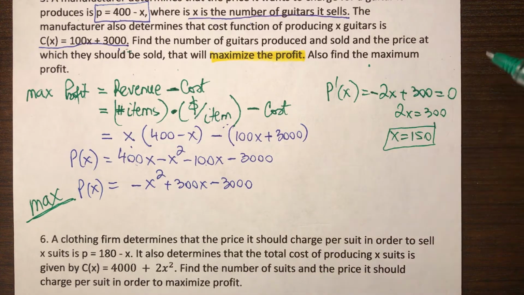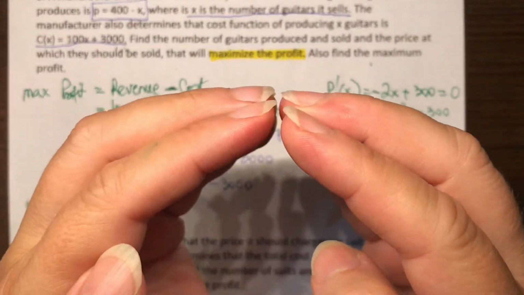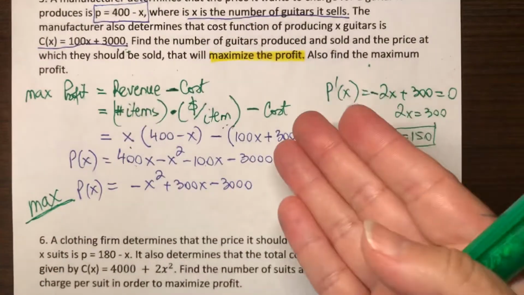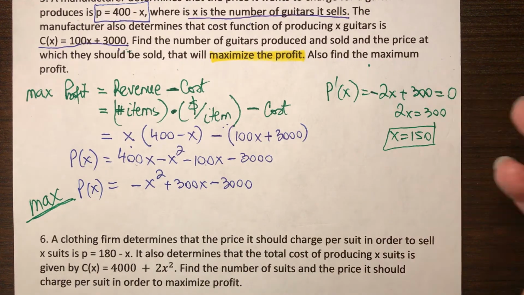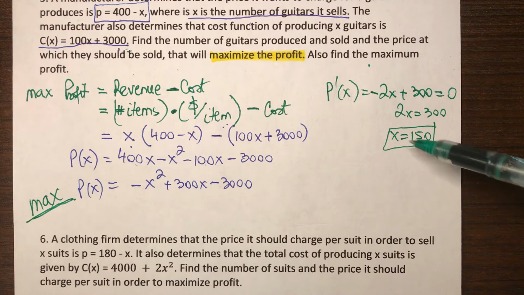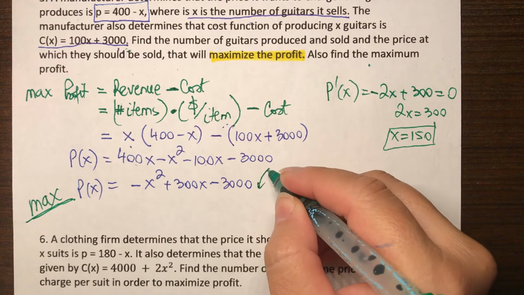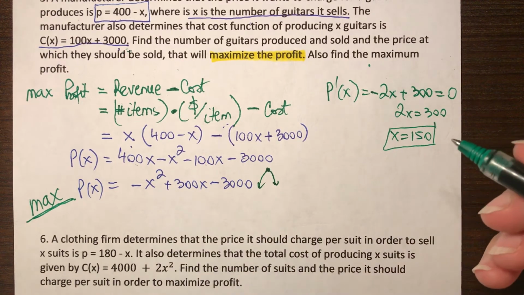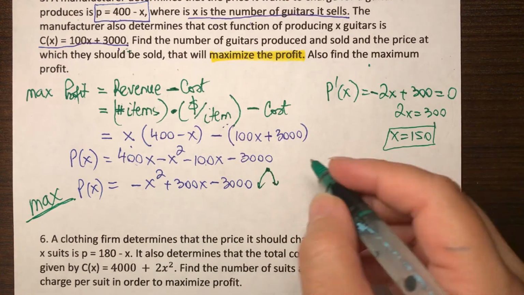And again, you can find the second derivative, which, by the way, is negative. Negative second derivative means you have a maximum, just as we were asked for, so don't worry about that. So we're done. We found a critical number. That's where the maximum occurs. Also, remember, this is a quadratic function that's downward looking, so clearly we'll get a maximum at our critical number. Okay, so find the number of guitars produced and sold.